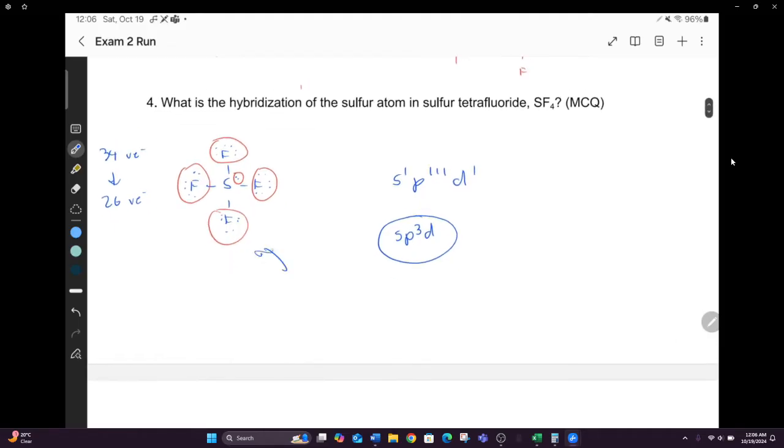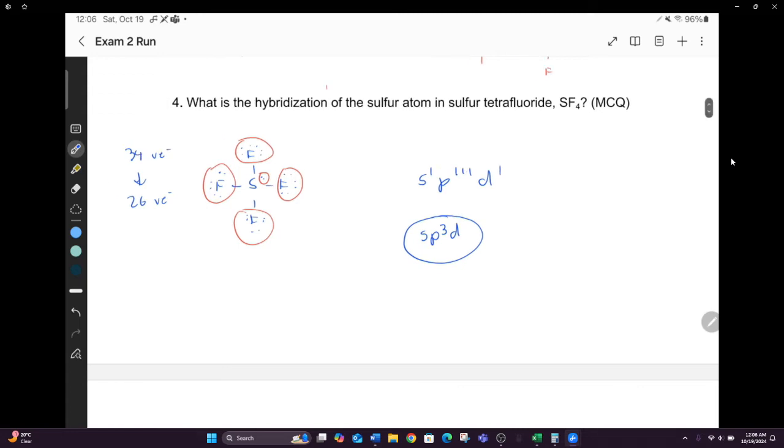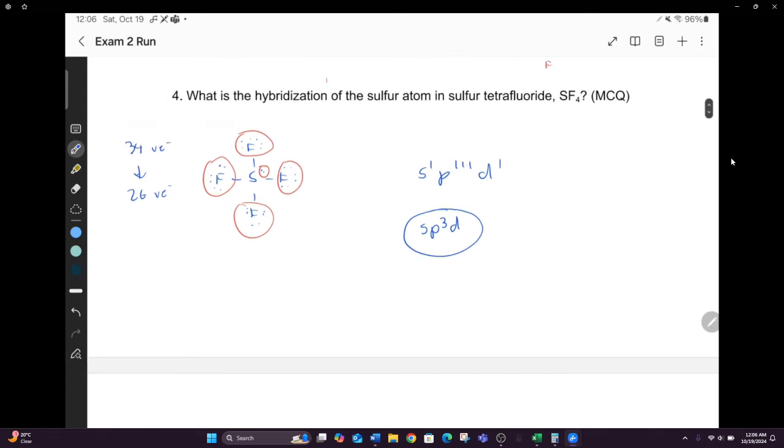That's how you do it. You start with the group numbers. How many groups do you have around your sulfur, including your lone pairs? Those count as a group. And you start tallying them off. 5 groups total, 5 different exponents. So you get SP3D.